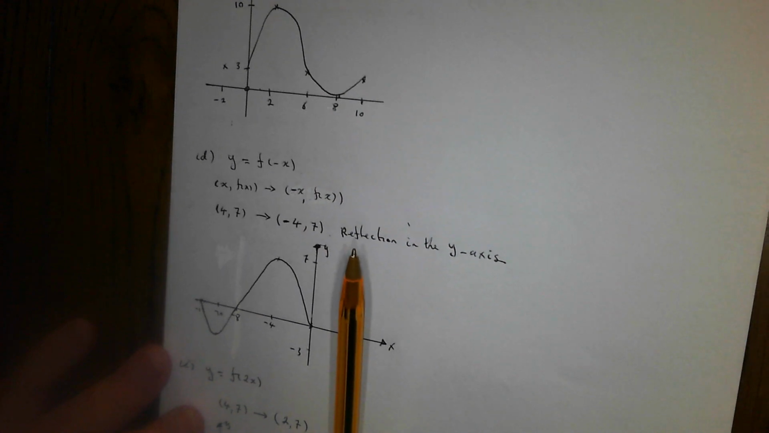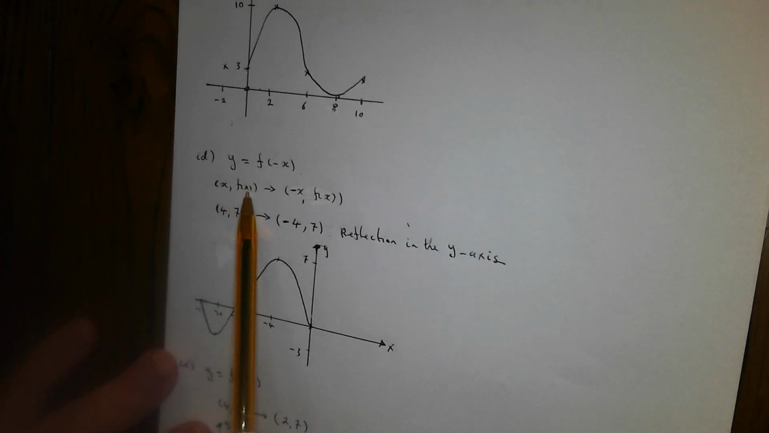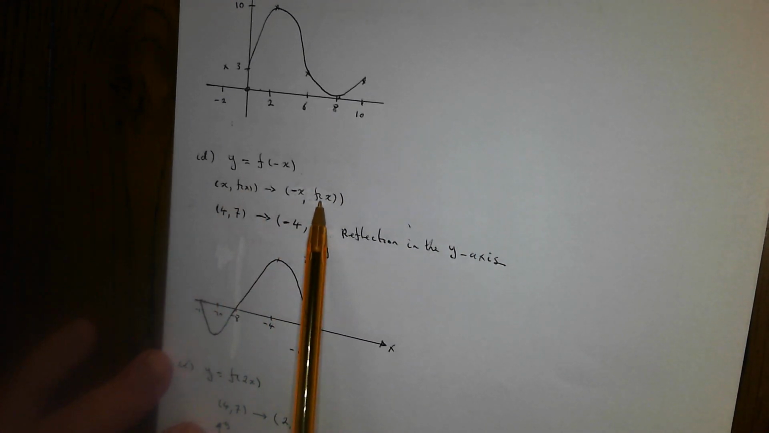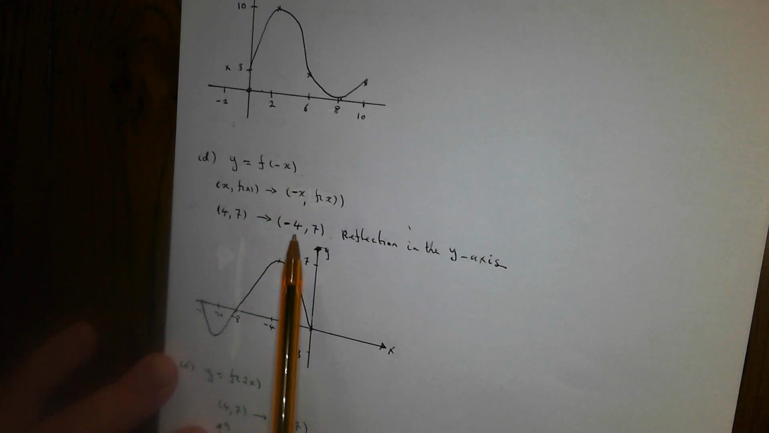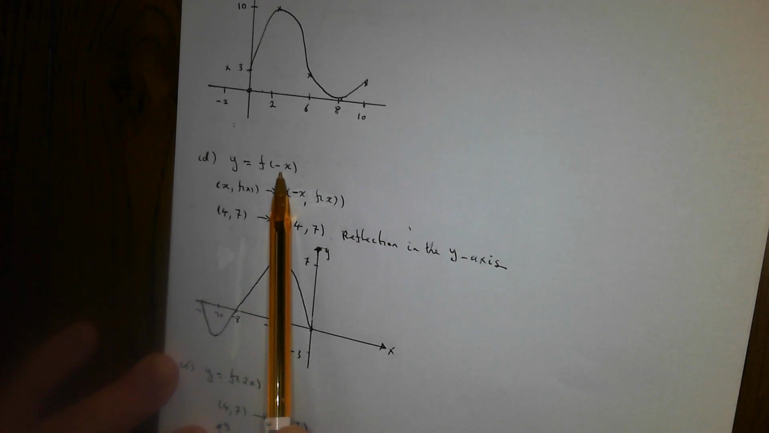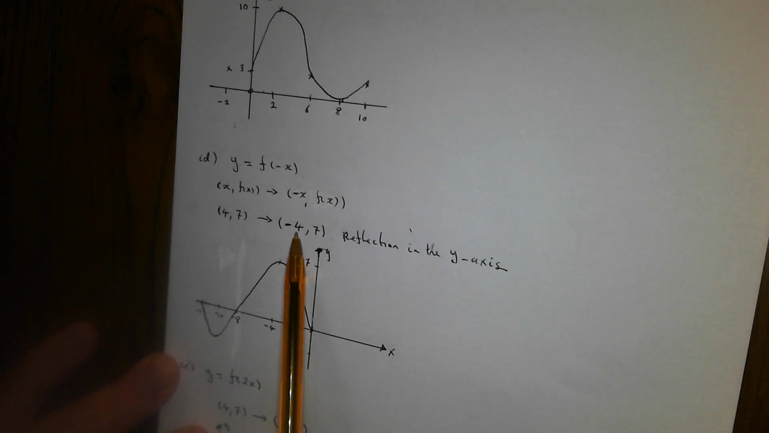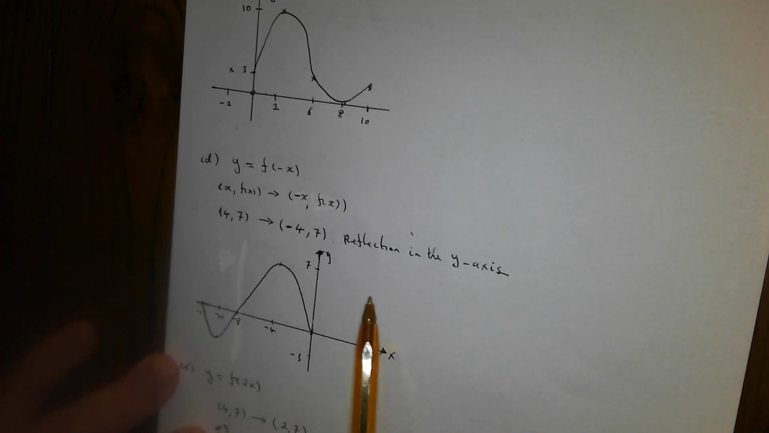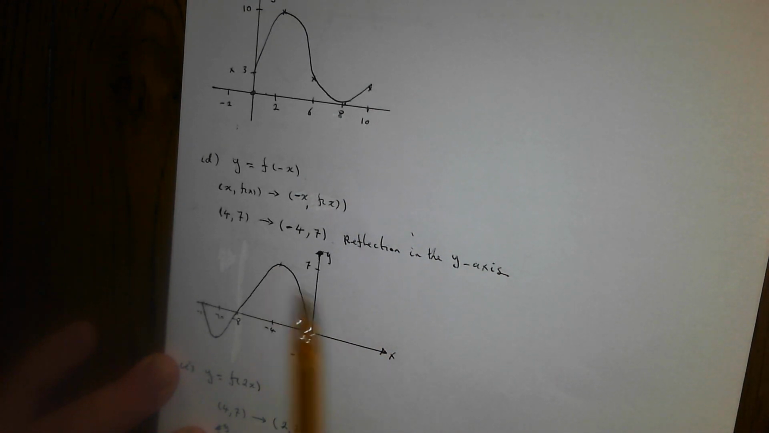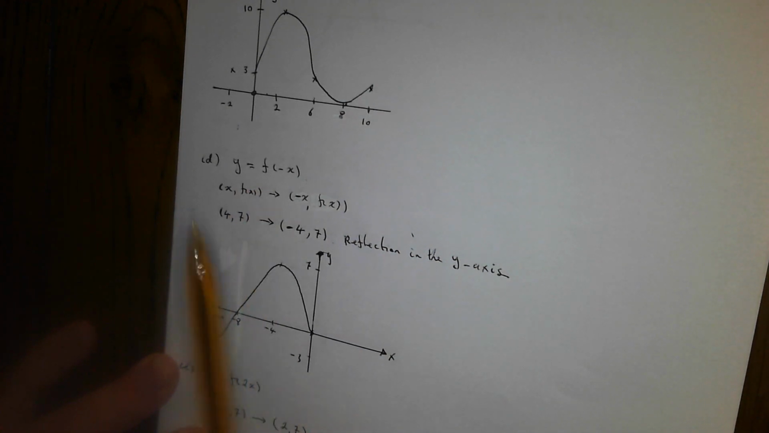f(minus x): (x, f(x)) becomes (minus x, f(x)). So (4, 7), because this is f(minus x), to make this f(4), you have to make this minus minus x, so x has to be minus 4. So when x is minus 4, you get f(minus minus 4), which is f(4), which is 7. So the point (4, 7) flips over to (minus 4, 7), so you're basically reflecting in the y-axis to get the graph of f(minus x).